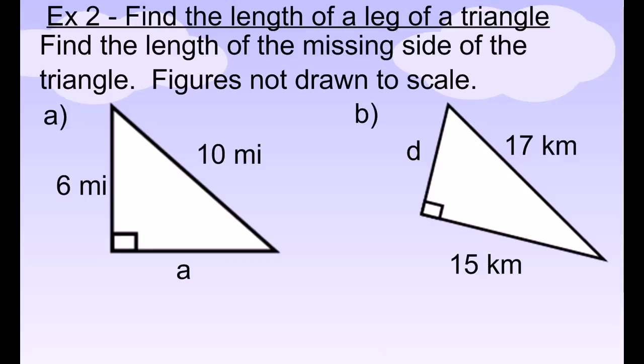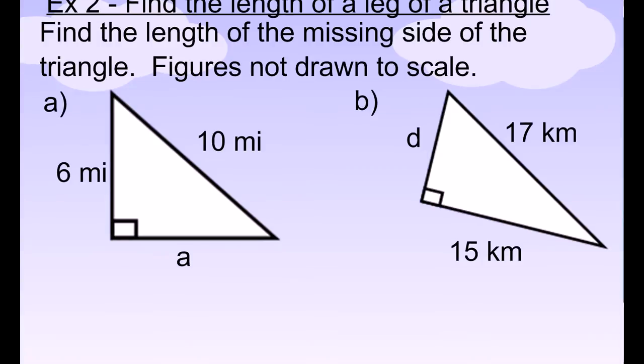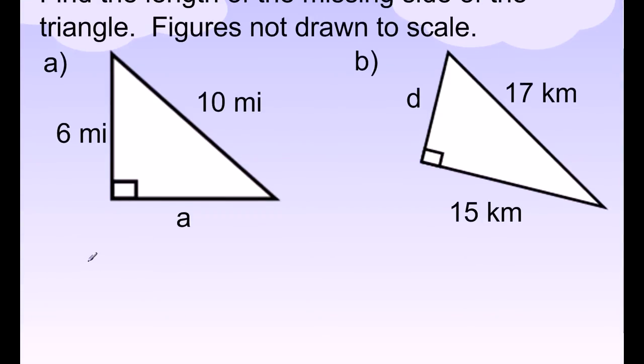Example 2. Here we're going to find the length of the missing side of the triangle again, but what you're going to notice here is now the missing side is not going to be the hypotenuse. It's going to be one of the other sides. So we're going to solve this using the same method. So I'm still going to take my formula, a squared plus b squared equals c squared. This is my hypotenuse. In this case, that 10 is going to go in for c.